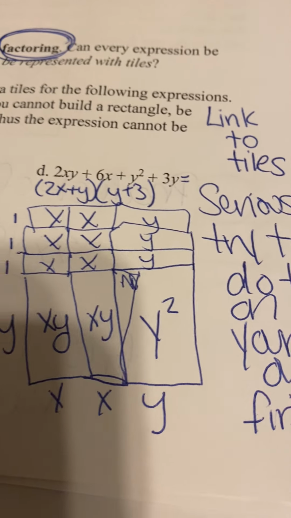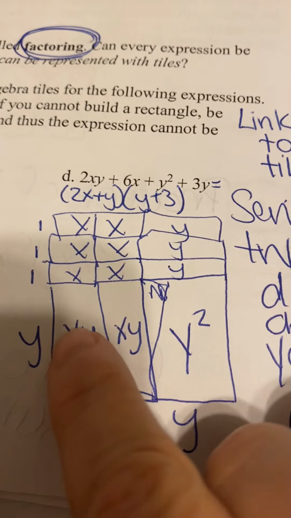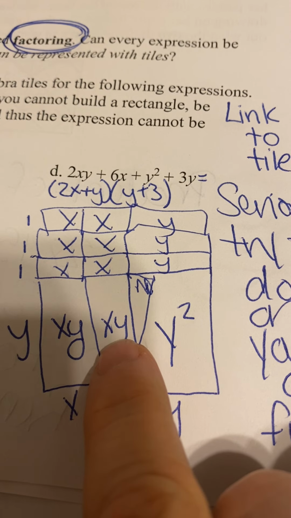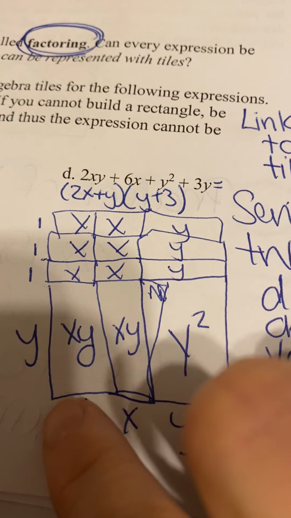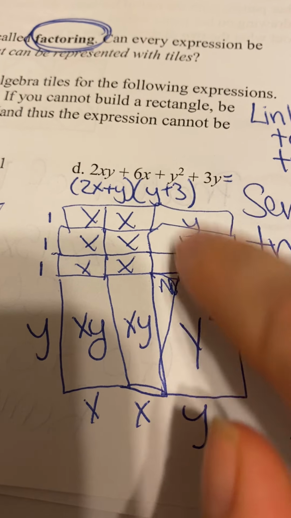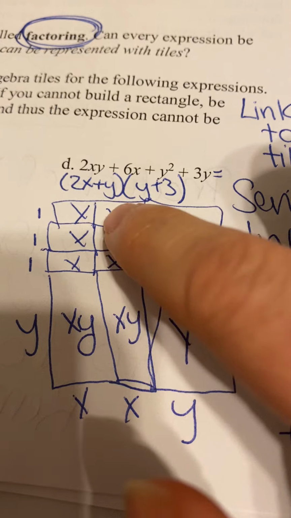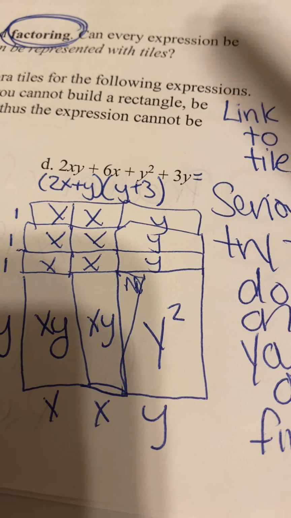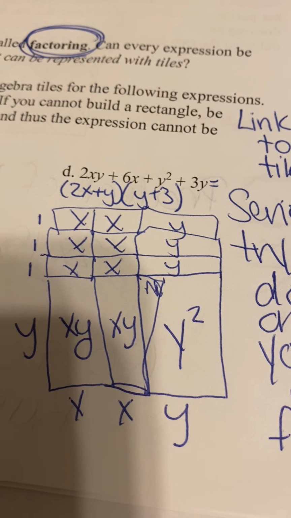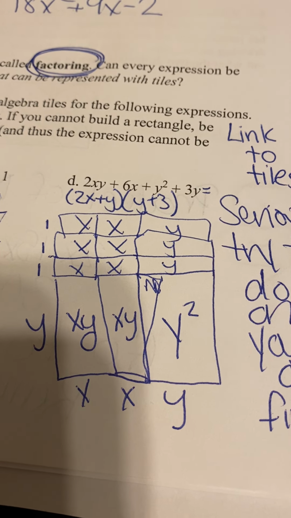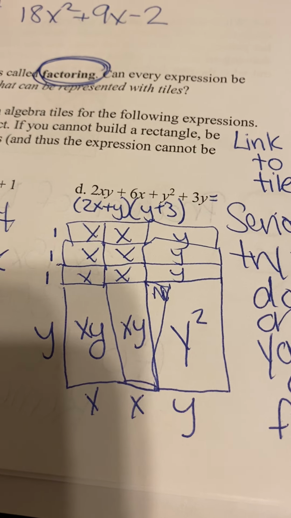And then D, this one is a lot longer, but you have 2 of these xy's, so I put them beside each other. And then when I did that, I made y the longer side, so I put the y squared here. And then I have 6 x's, so I stacked them up like that. And then this left me a space for the 3 y's. So I do know that these get tricky, but it does help make the concept of factoring make a little more sense once you've played around with the tiles.